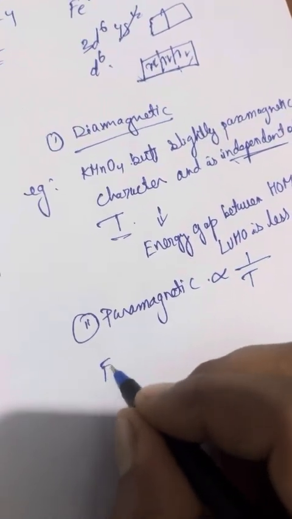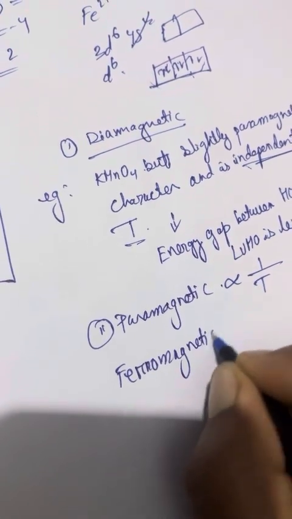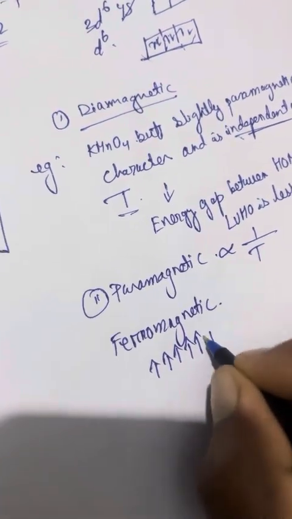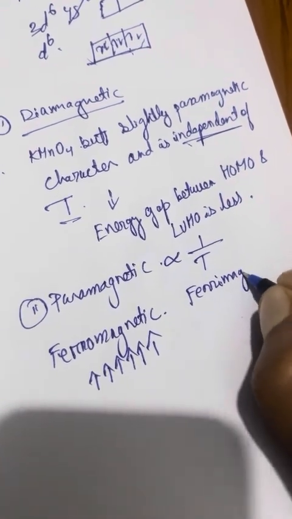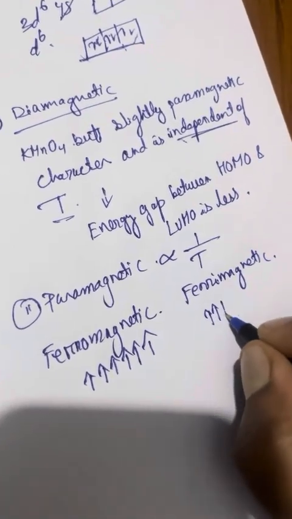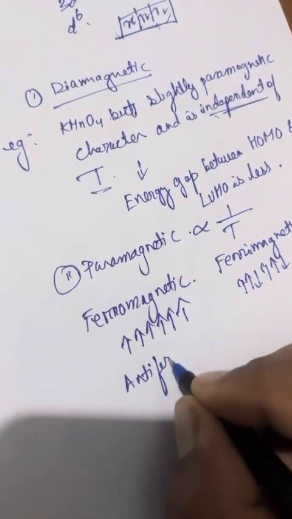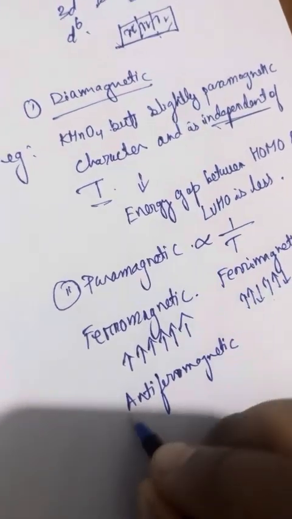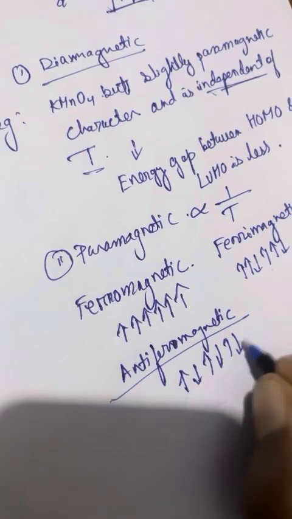And for ferromagnetic, all are aligned in the same direction, right? For ferrimagnetic, alignment is also important: 2 up, 1 down, 2 up, 1 down, in this way it goes. And for antiferromagnetic, all cancel each other, right? Up, down, up, down, in this way. Okay.